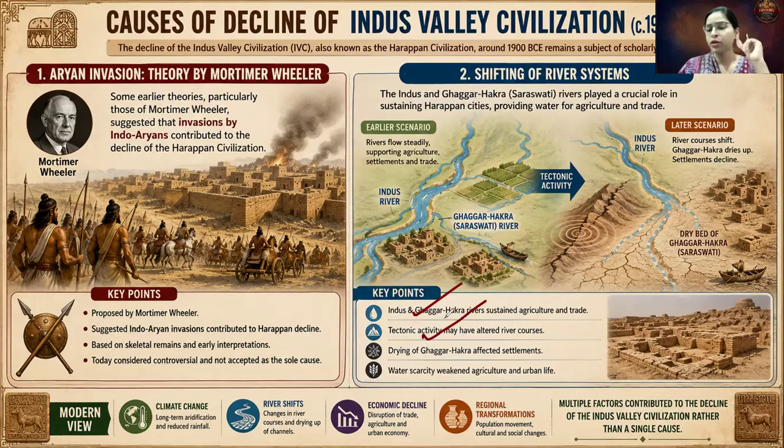Okay, so water scarcity is considered to be one of the important reasons for the decline of this civilization, because slowly and gradually agriculture collapsed. Because of the collapse of agriculture, the surplus collapsed, the trade collapsed, and probably people abandoned these sites and shifted somewhere else. Okay, so that is one of the reasons. Shifting of the river system. Remember, Yamuna was originally a tributary of Indus, but it is said that because of the tectonic activities, it shifted its course and became a tributary of Ganga.